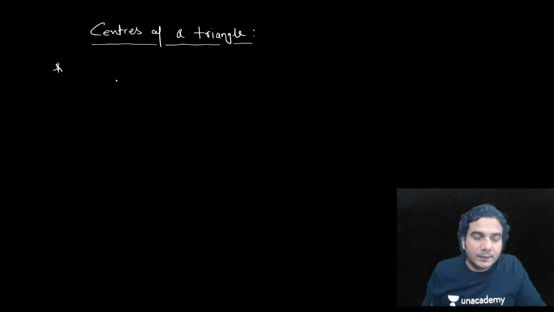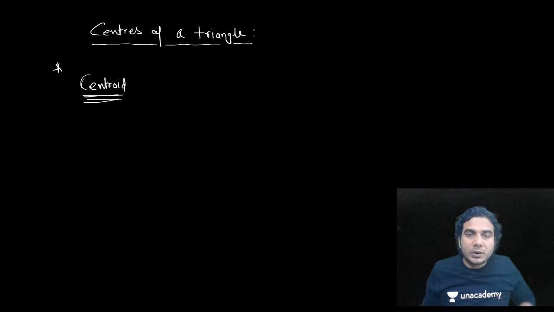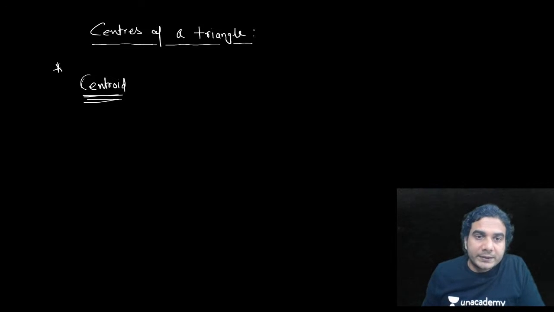So in centers of a triangle, suppose you have a triangle. First we are going to discuss centroid. There are centroid, incenter, orthocenter, circumcenter, and excenters. We have a formula for each, but I'll tell you the formula for everyone. I'll prove it for centroid, incenter, and circumcenter also. I'll tell you all the centers in detail in today's session.